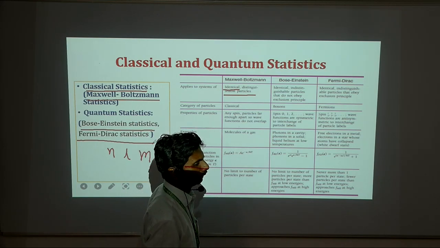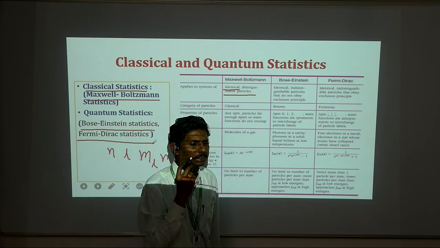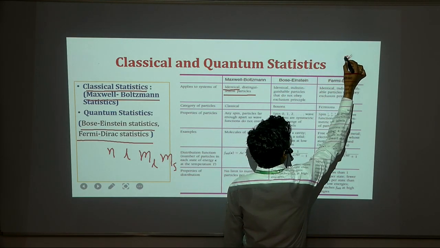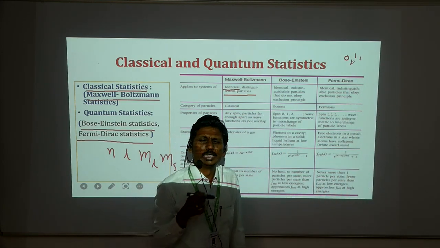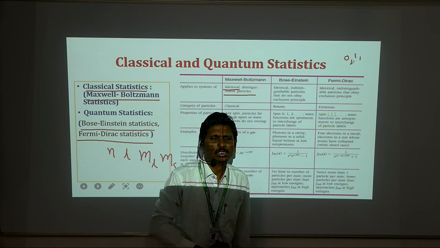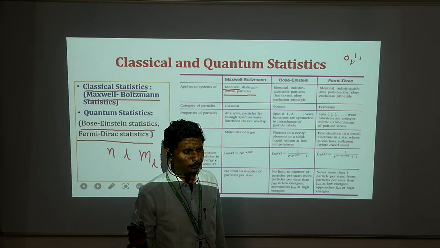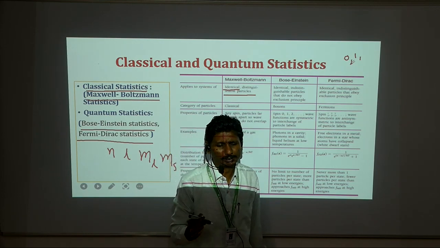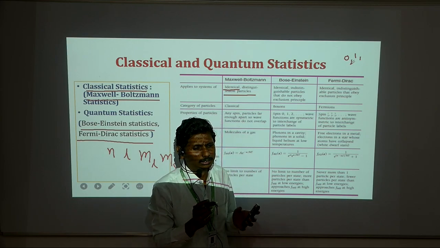In Bose-Einstein statistics, we consider that the particle has integral spin, that is 0 or 1, or integral multiples, 0, 1, 2, 3, 4, like that. We consider that it has 0 or integral spin. Remember that the particle does not follow Pauli's exclusion principle.